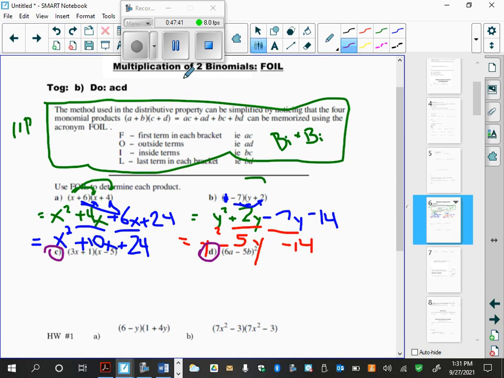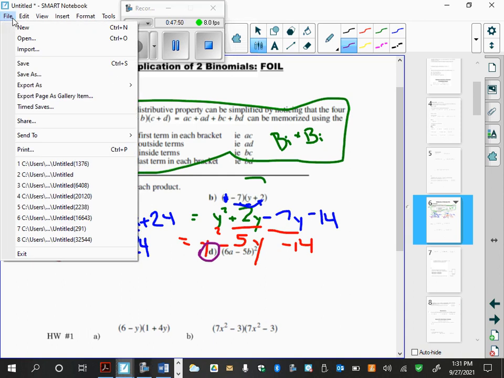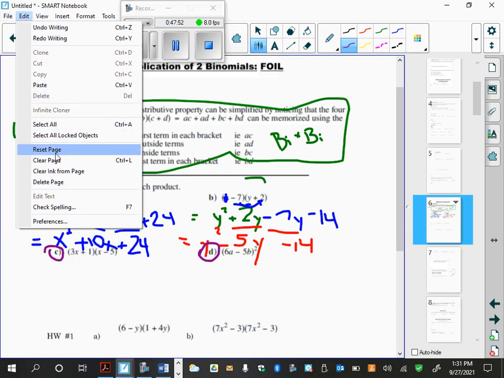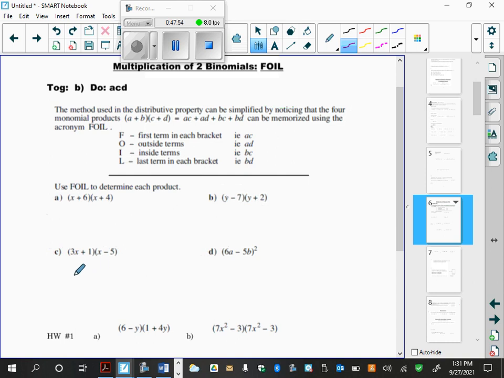Take 5 minutes to do that. Okay, it's 5 minutes later. So let's see how we did. I can clear page here. I haven't done that for a while. Let's edit, clear page. Nice, that saves time.